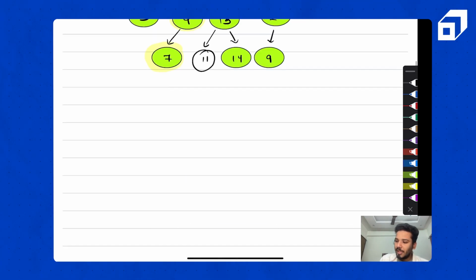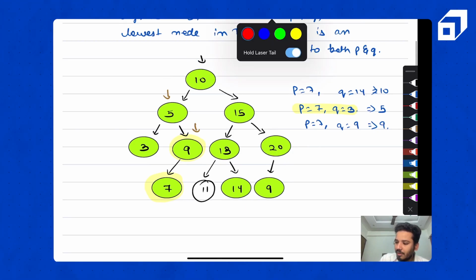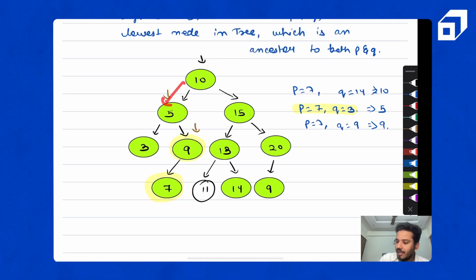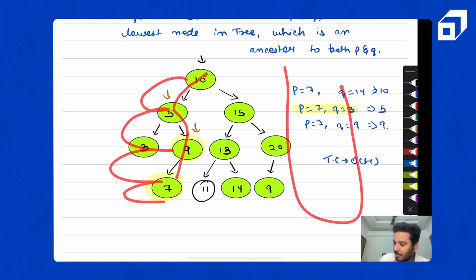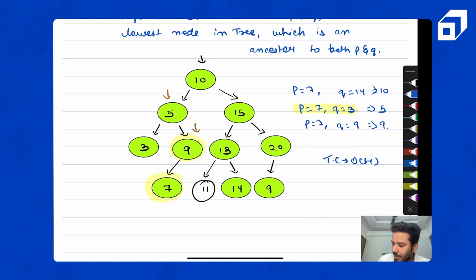Now coming to time complexity. Every time you're skipping a level, you're either going to the left child or right child. So time complexity becomes order of h. Coming to space also, this 10 will call 5, and every time I'm skipping a height, so in my recursive function, recursive stack space, I can have only order of h number of functions. So space is also order of h.